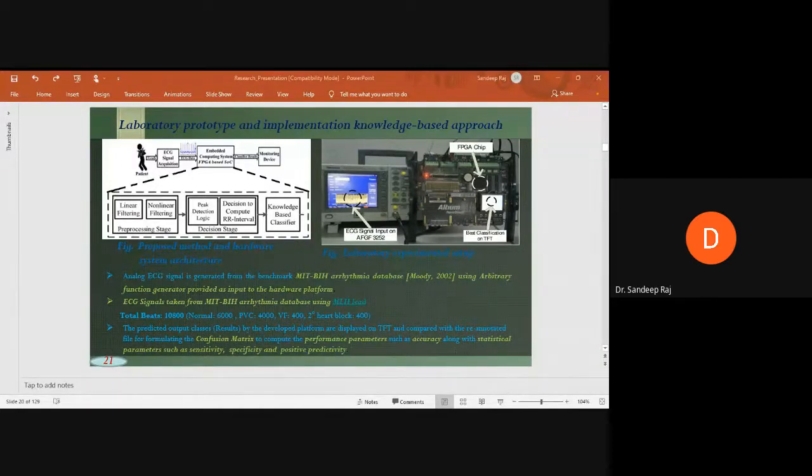In total, we have taken 10,800 beats, in which we considered 6,000 as normal, 4,000 PVC beats, 400 ventricular fibrillation beats, and 400 2-degree heart blocks. The predicted output classes by the developed platform are displayed on the TFT and compared with the re-annotated file for formulating the confusion matrix. So this confusion matrix is actually the result, because there are two things.